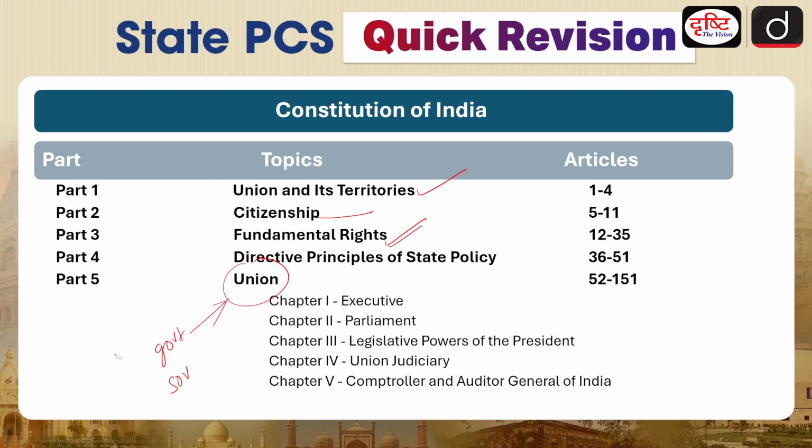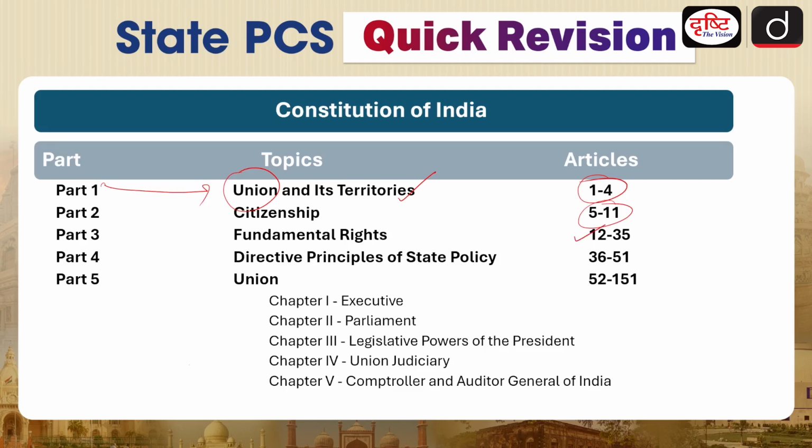When we are looking at the parts of the constitution, the first part is talking about the union and its territories. You know that the first article says that India, that is Bharat, is a union of states. About that union and its territory, it is given in Part 1, Articles 1 to 4. Then when we talk about citizenship, that is given in Part 2, from Article 5 to 11. Then Part 3 is fundamental rights, that is from Article 12 to 35.